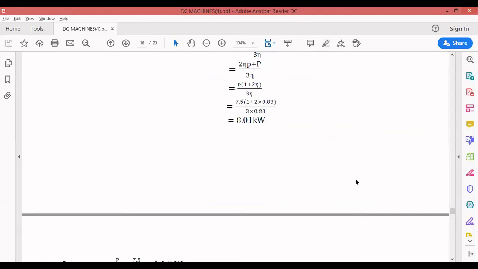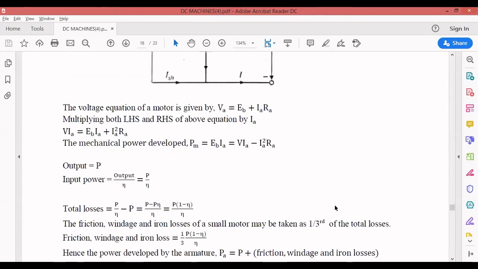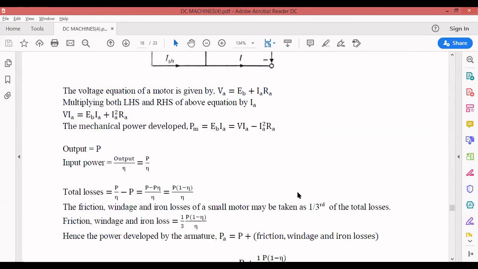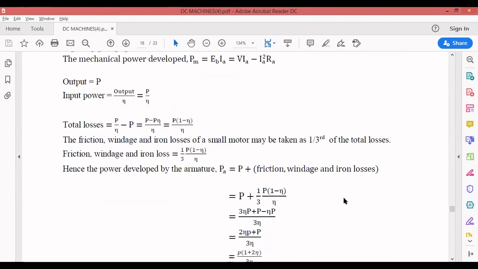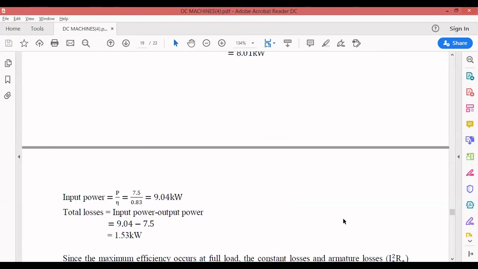This is one way of finding out power developed by the armature for this problem. The other way of finding out, with respect to this data, you try to calculate. This is one way of finding out. What you have done means you have taken the friction, windage and iron loss to be 1/3 of total losses. Okay. Let us go for one more method.